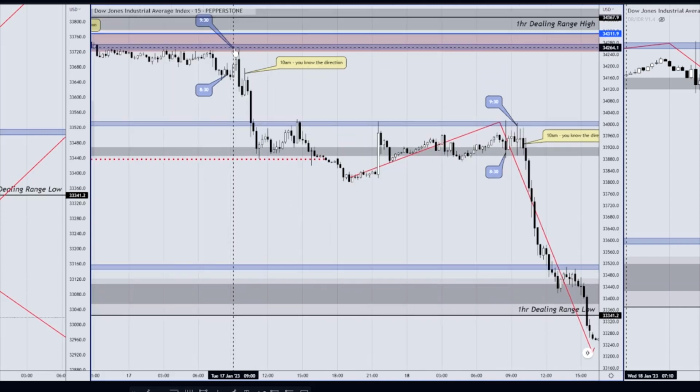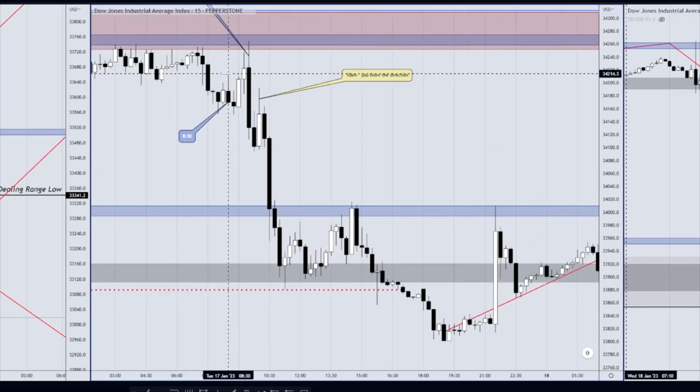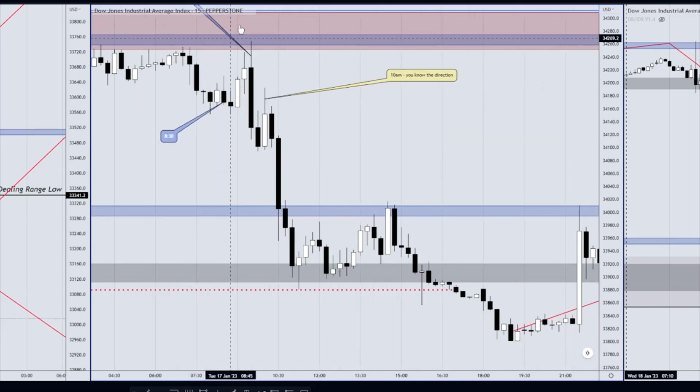Same again on the, when was this? Tuesday? Yeah, Tuesday. We have 8:30 candle is a high test. From the high to the low, we have a market maker buy model there, break structure on the 9:30 candle, retest on the 10 o'clock candle. That's a sell.